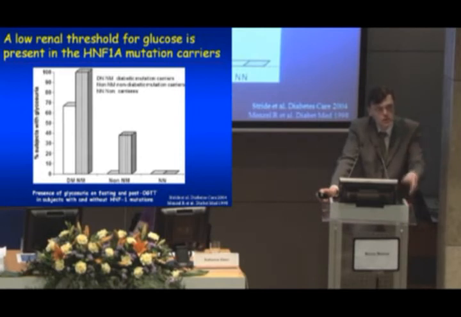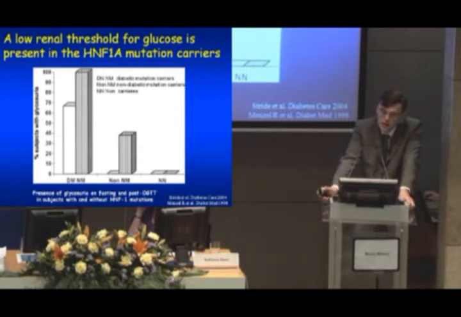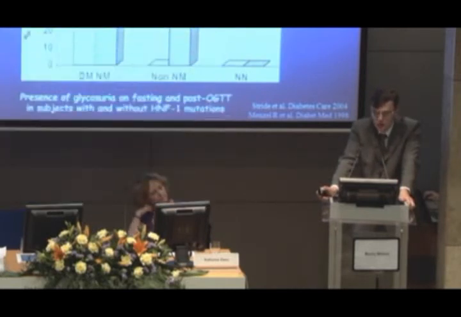And this is a slide once again to emphasize the issue of glycosuria in HNF1 alpha patients. Remember that this gene is expressed not only in pancreas but also in liver and kidneys, and that's why this clinical symptom occurs.